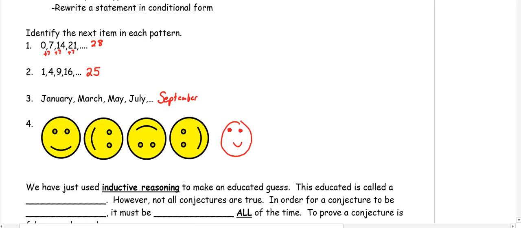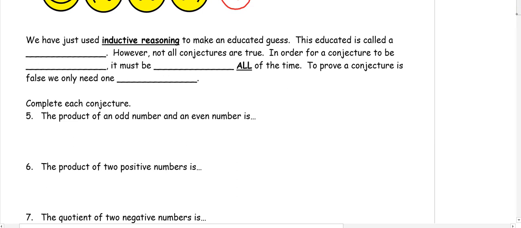Now, what we have used here is inductive reasoning to make an educated guess. An educated guess is called a conjecture. However, not all conjectures are true. In order for a conjecture to be true, it must be true all the time. So there can never be an example that makes it false. To prove a conjecture false, we only need one counterexample.